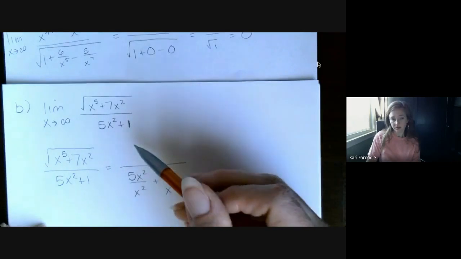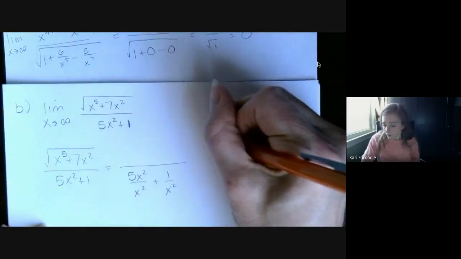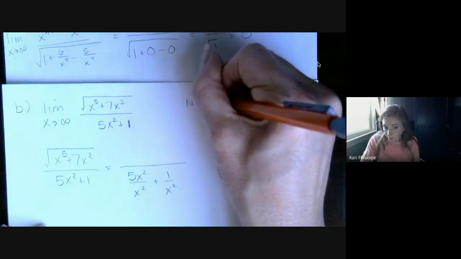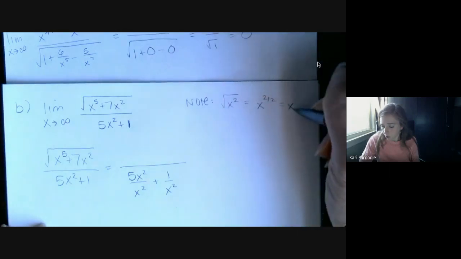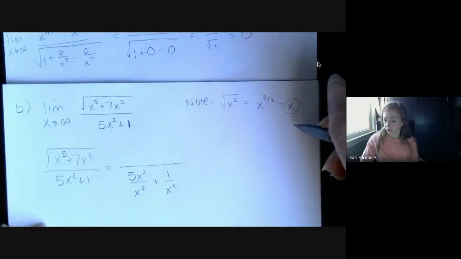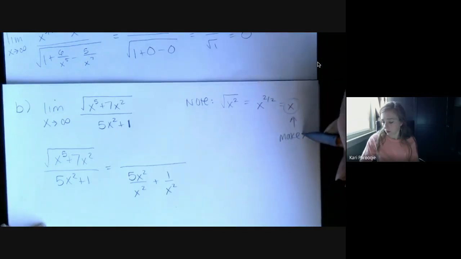Now, what we divide by in the numerator, we must also divide by in the denominator. However, we can't just divide by x squared under the radical, because then we'd be taking the square root of x squared. Note that the square root of x squared is actually x to the 2/2, which is just x. So we don't want to just divide by x. What we want is to make sure this quantity is an x squared to match the denominator.